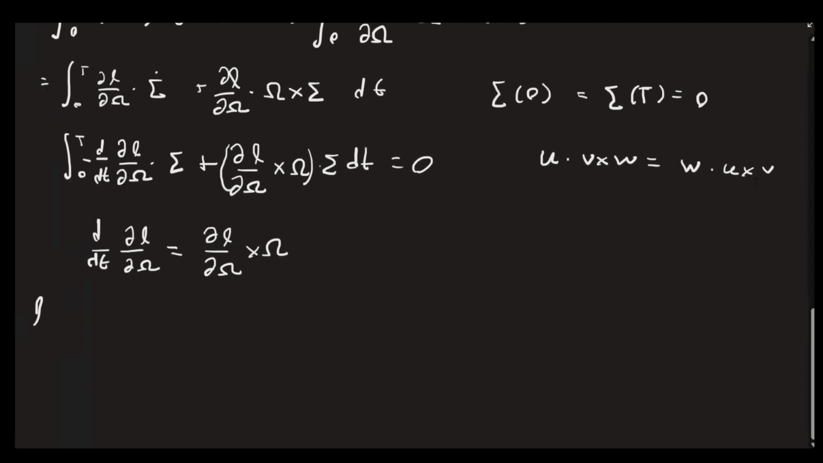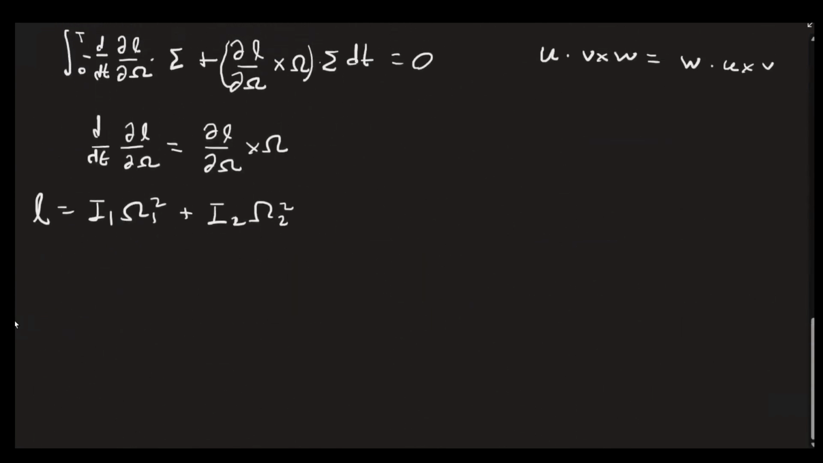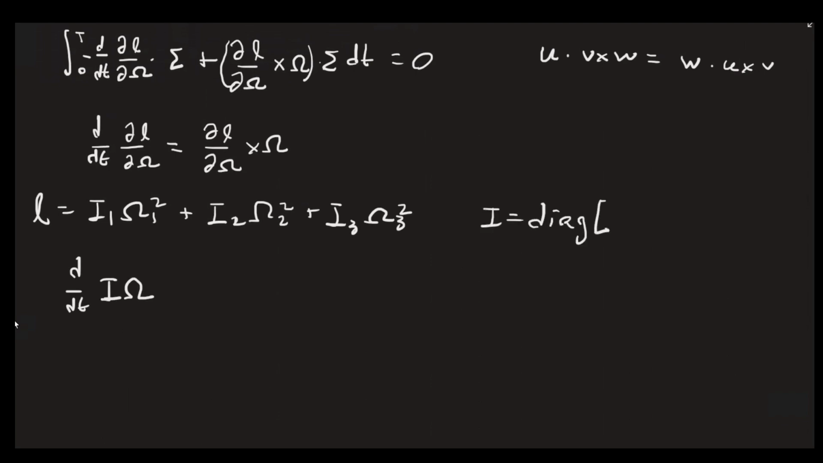Okay, and then L is just this. I already wrote that up there, but let me just write it here anyway. And so now we have d/dt of I omega, where I is just the diagonalized moment of inertia tensor, so this equals this. Okay, and then here we are, we're done.